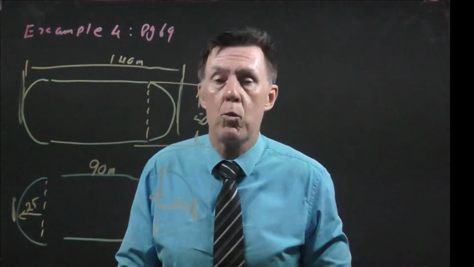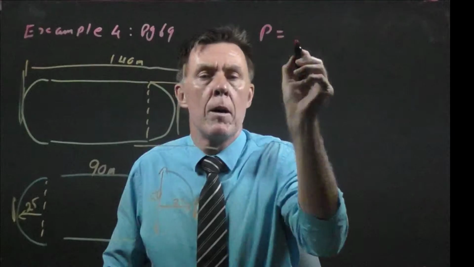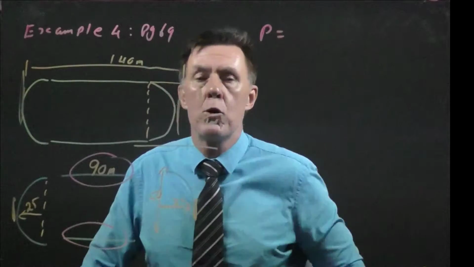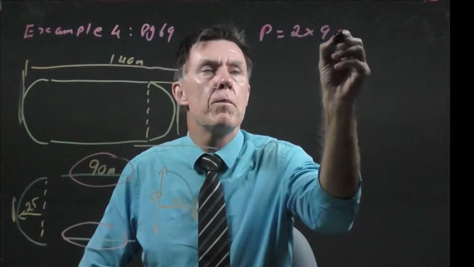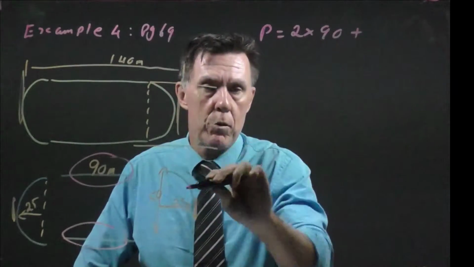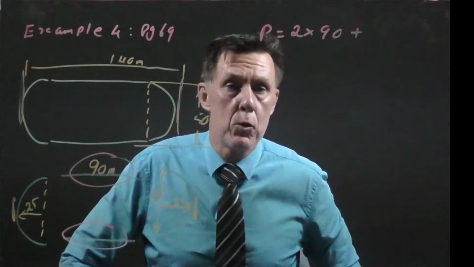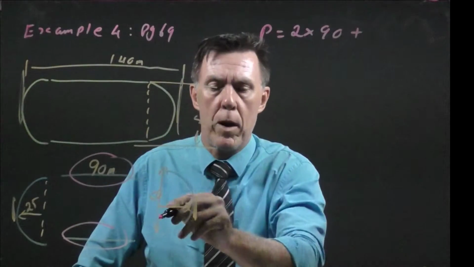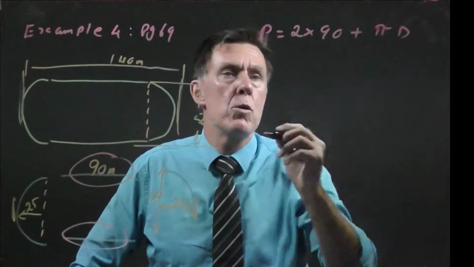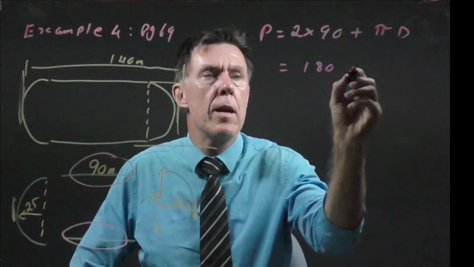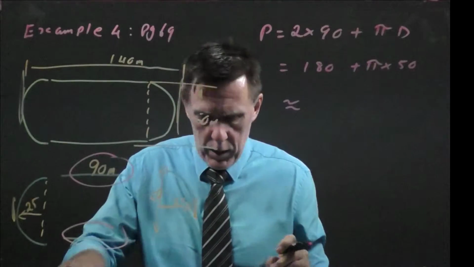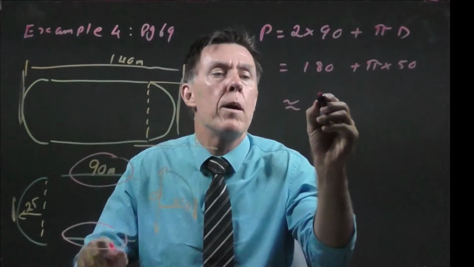We have everything we need now to work out the perimeter of this figure. Perimeter, just add up the distances around the outside. So we have two straight lines, each of them 90 meters long. To that, we have this half of a circle and this half of a circle. We have a full circle. So you can use the radius, the 25, or you can use the diameter, 50. It doesn't particularly matter. I'm going to use the diameter. So we're going to have 180 plus pi times 50. I plug that into my calculator and I get approximately 337.08.